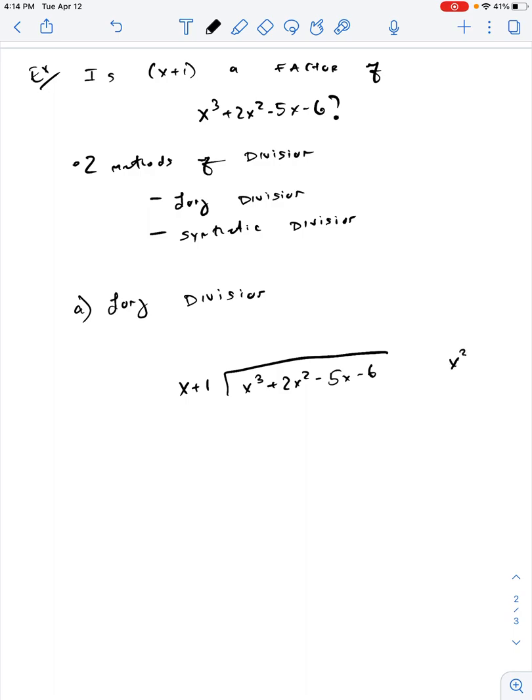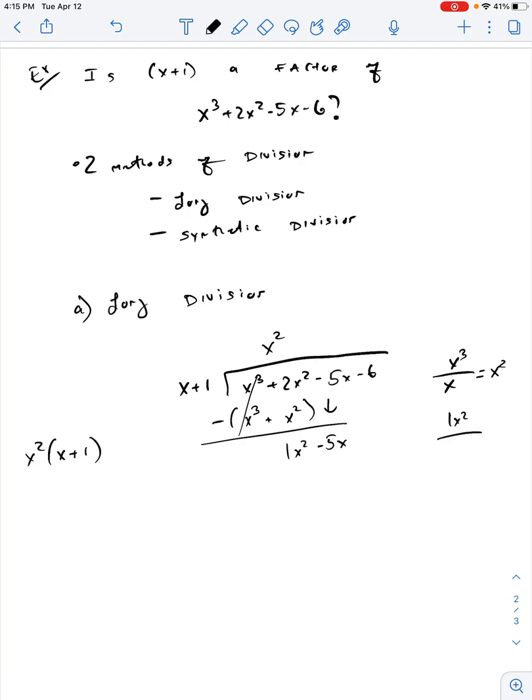All right, so we do x to the third divided by x gives us x squared. That comes up here, and then if you recall, we're going to multiply x squared by x plus 1. When we do that, we get x to the third plus x squared. And then we're going to subtract. That's gone. We're left with 2 minus 1, that gives us 1x squared. We bring down our minus 5x.